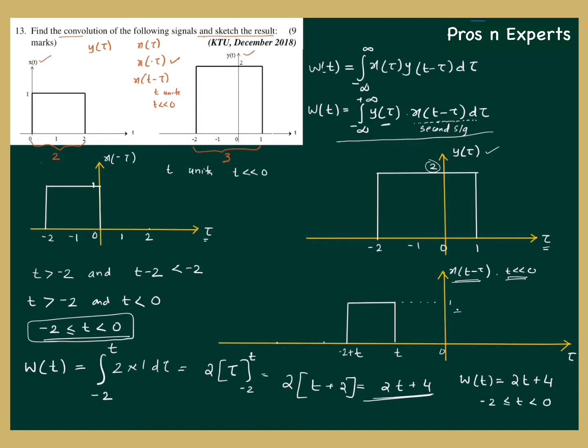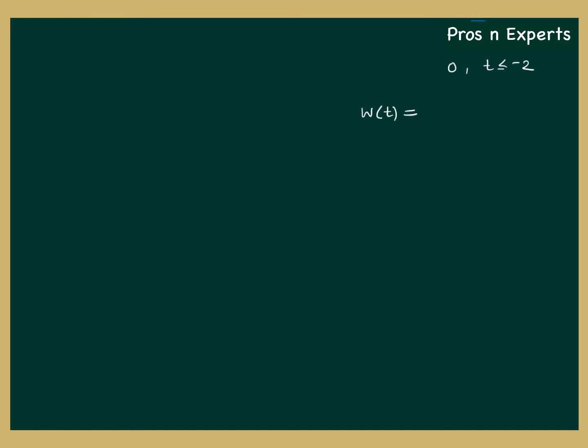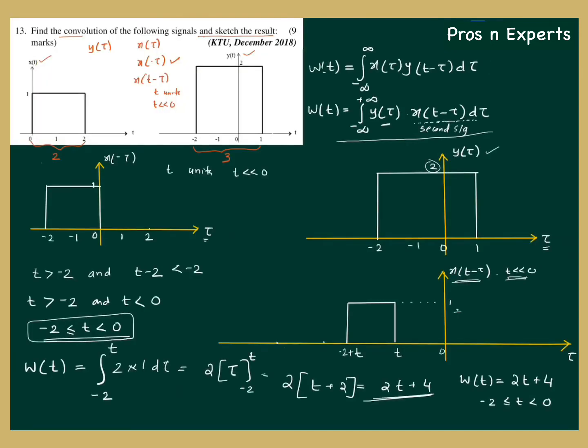Okay, so I can consolidate this in the next slide. W of t is equal to 2t plus 4 within the limits -2 less than or equal to t less than 0. So we have arrived at two conditions for the output.